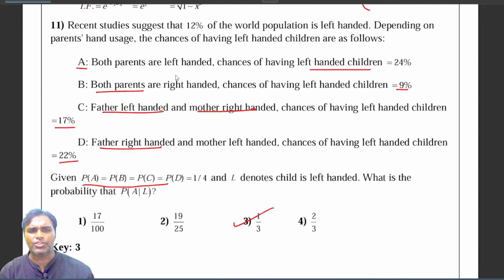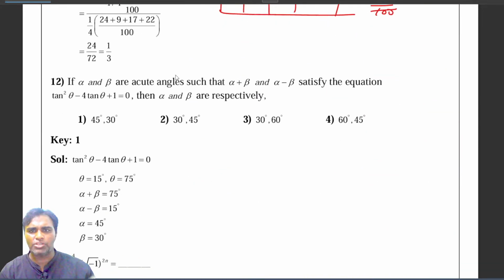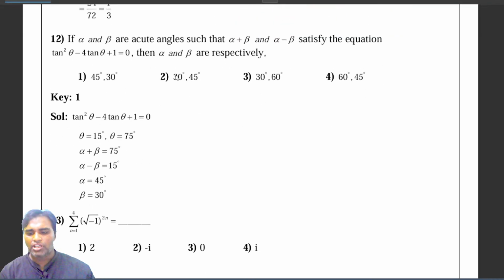Clear? So the answer is 1 by 3. So again a very easy question. NCERT based we can say, not so much tough. Not so much technical also. Not so much tricky also. Very straightforward question. Clear? Now let's come to the next one.